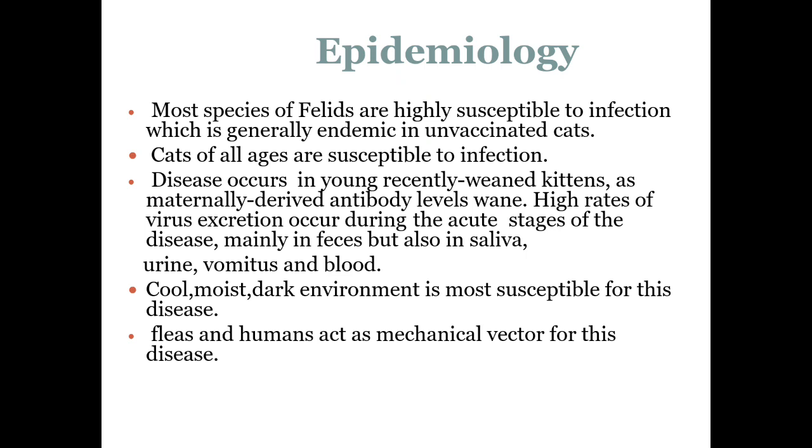High rates of virus excretion occur during the acute stages of the disease, mainly via the fecal route, and also in the saliva, urine, vomitus, and blood. If we talk about the environmental conditions that are favorable for the feline Panleukopenia infection, a cool, moist, dark environment is most susceptible for this disease. Fleas and humans act as mechanical vectors for this disease.